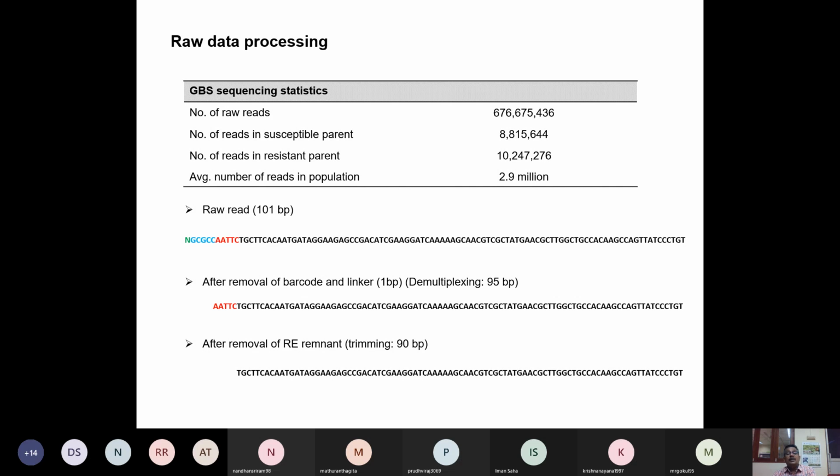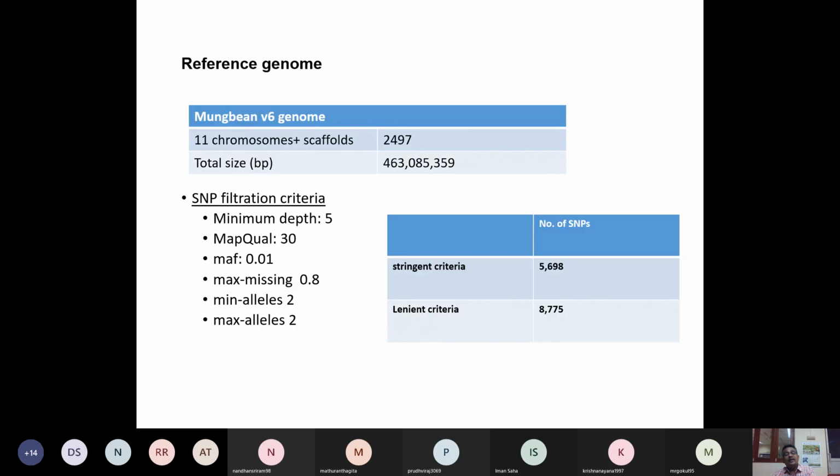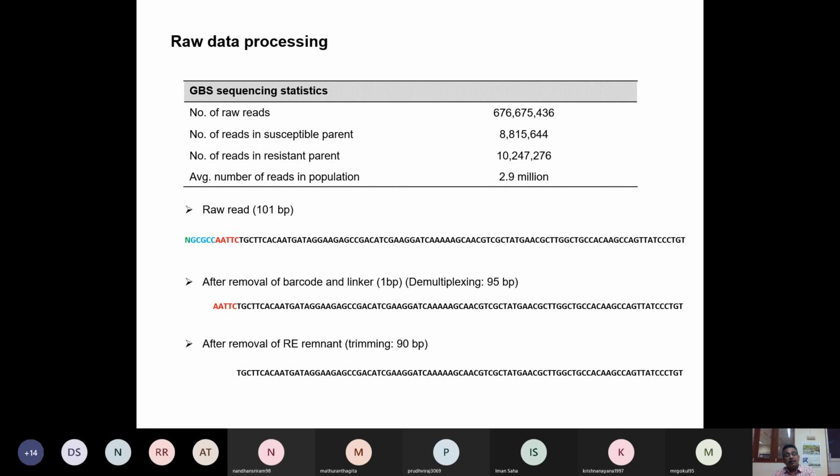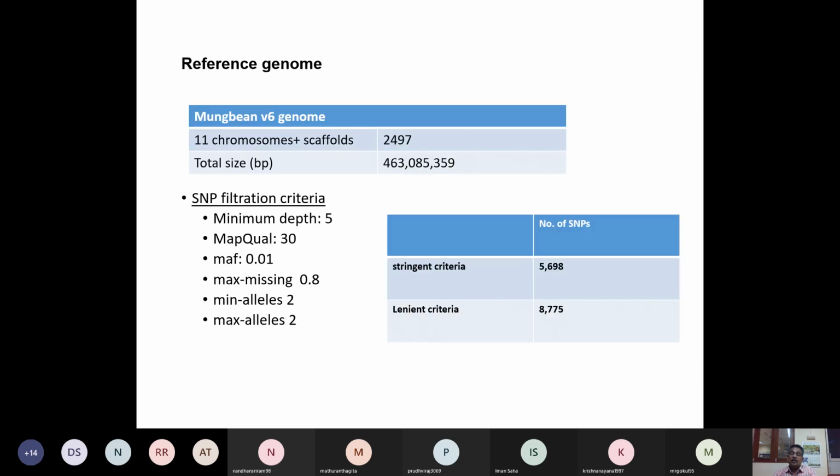So this is the original number of raw reads. The read counts were about 10 million in one case, 9 million in the resistant, 8 million in the susceptible cultivar, and 67 million reads in total. So the average will be 2.9 million reads. When you analyze the sequence data, you have to check whether all the individuals in the population have enough reads, and after trimming, what is the size of the reads we are getting. These will decide on the quality and on how you are going to perform your analysis.